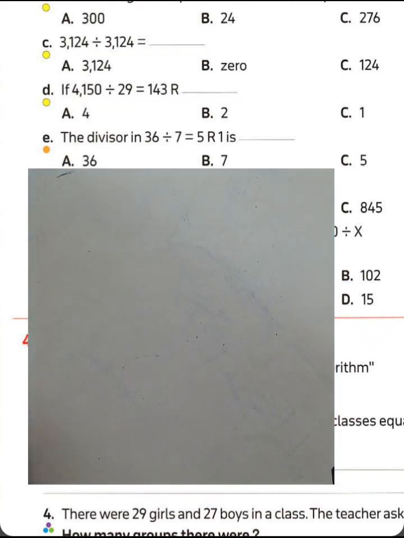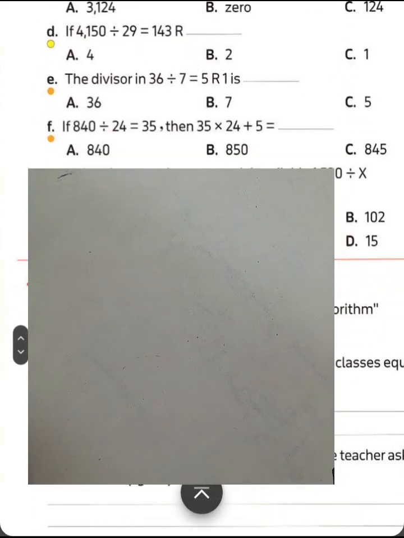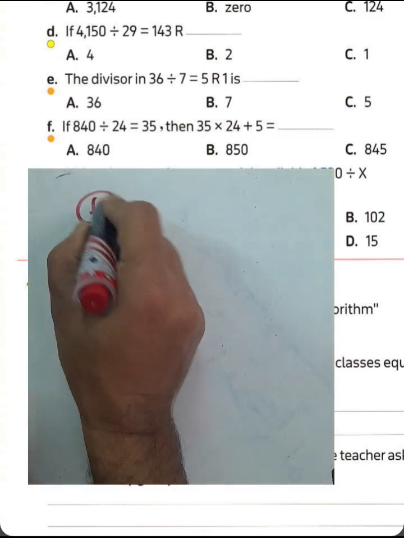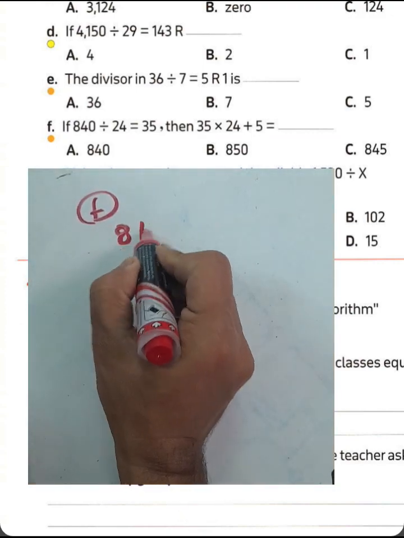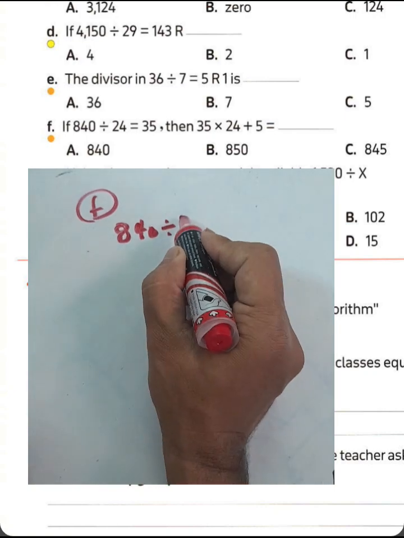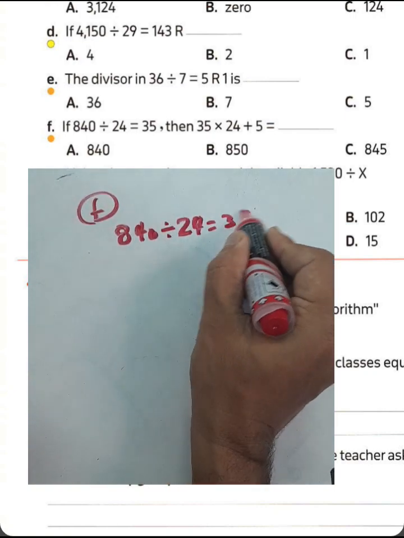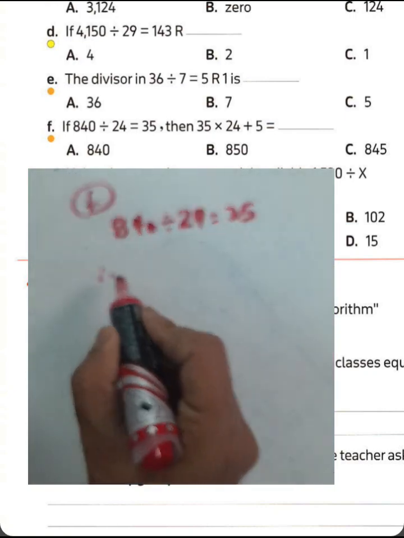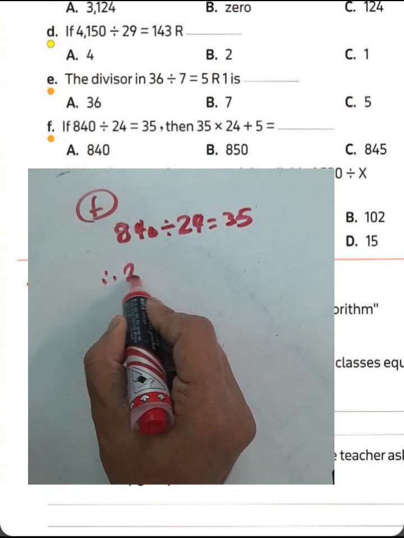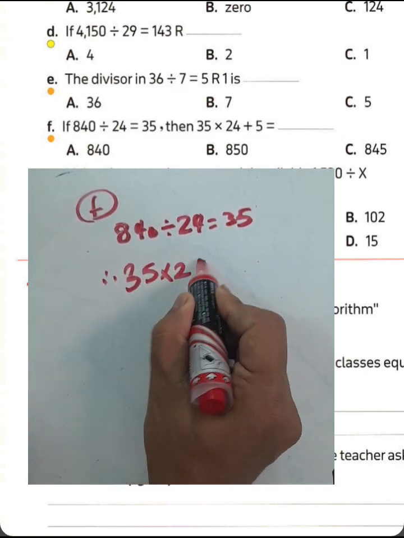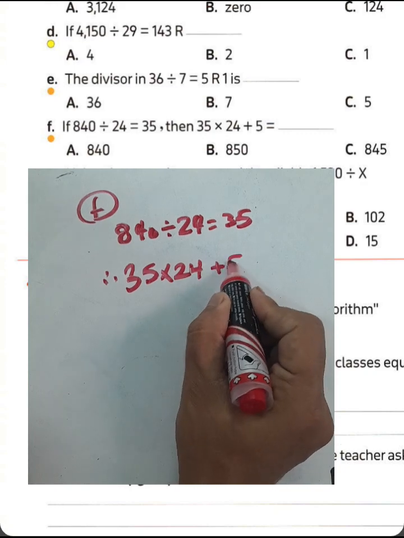Next question, letter F. If 840 divided by 24 equals 35, then 24 times 35, or 35 times 24, plus 5 equals blank.